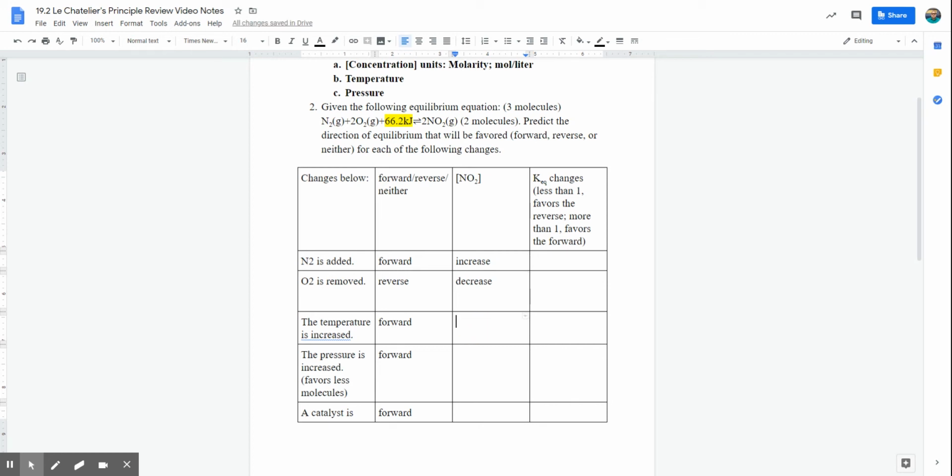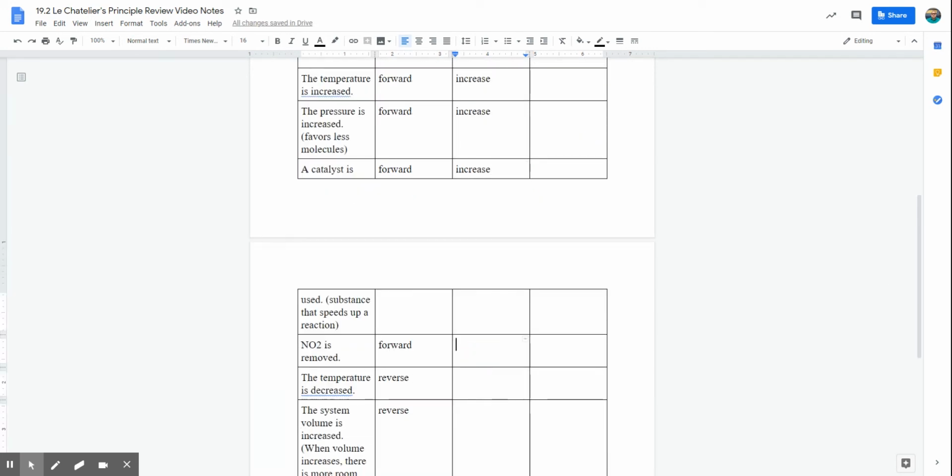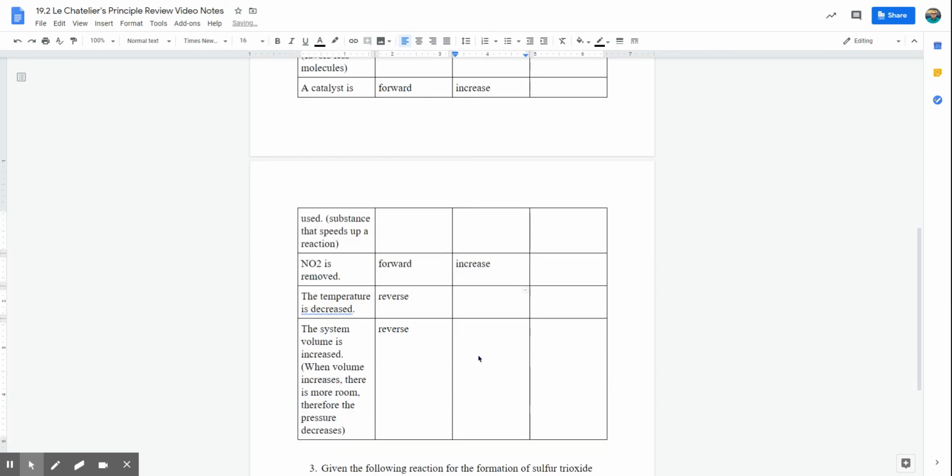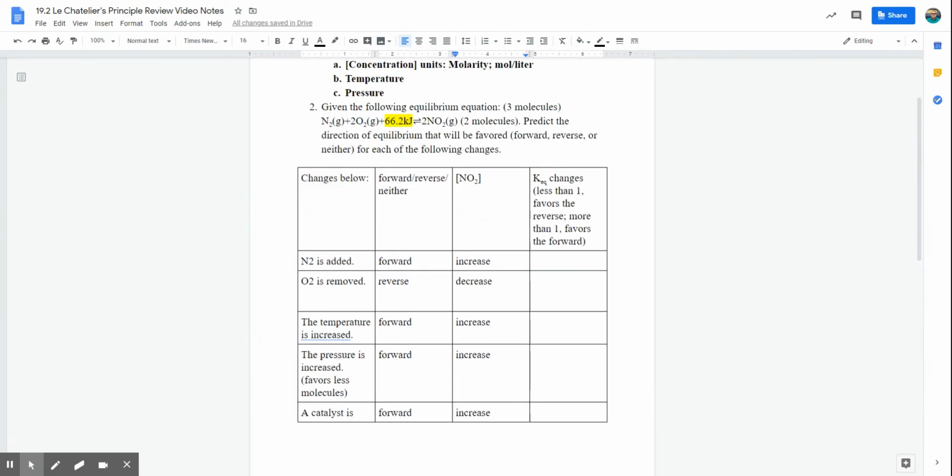If the forward is favored, then there is an increase in the amount of product, right? But if the reaction is favored in the reverse direction, then in order to make it go in reverse, you have to use up some of your product so that the concentration would go down. So it would be a decrease here, and a decrease here. All right, so that covers the concentration of NO2. As long as you did the first column correctly, it ends up helping you solve the second one.